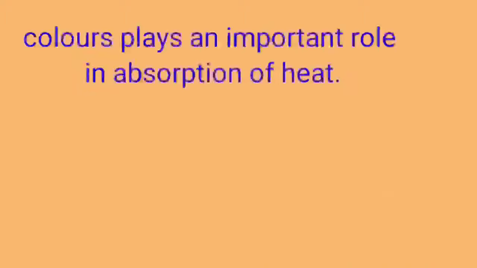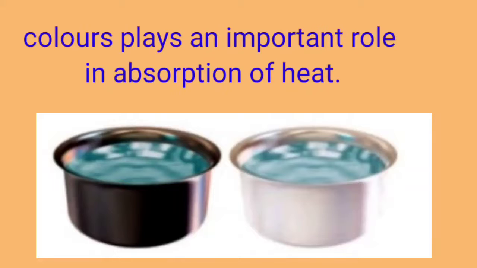Then, color plays an important role in absorption of heat. For example, take two containers. One is coated with white paint, another is black. Keep them under the sunlight. After some time, if you notice, the white painted container containing water is warm, but the black container is very hot. From this we come to know black absorbs more heat compared to other colors.